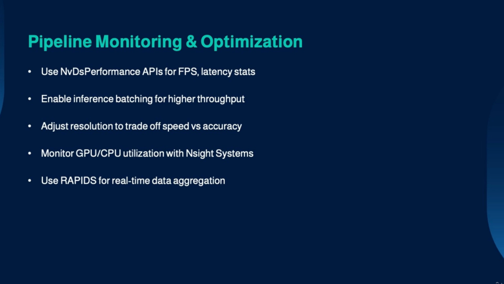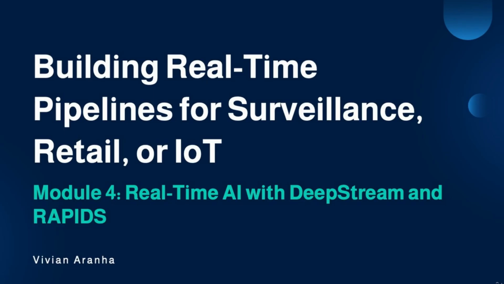If you need real-time aggregation of results, say, for a dashboard, RAPIDS can process metadata streams on the GPU without slowing your pipeline. Whether you're monitoring a city, optimizing a retail space, or managing industrial IoT systems, the basic principles of pipeline design stay the same: ingest, process, analyze, and act in real time. In the next lesson, we'll look closely at RAPIDS, NVIDIA's GPU-accelerated data analytics suite, and see how it supercharges the post-processing and analysis stages of your real-time AI pipelines.